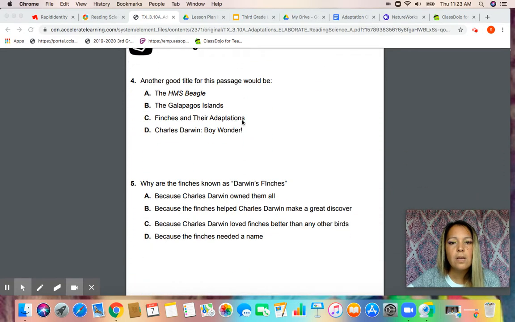Number 4. Another good title for this passage would be: the HMS Beagle, the Galapagos Island, Finches and their adaptations, Charles Darwin, Boy Wonder. So if you could find another title with one of those answer choices for this passage, what would it be? What would your answer be? What was the passage mainly about?